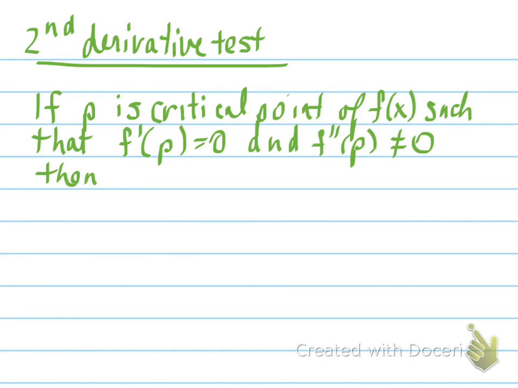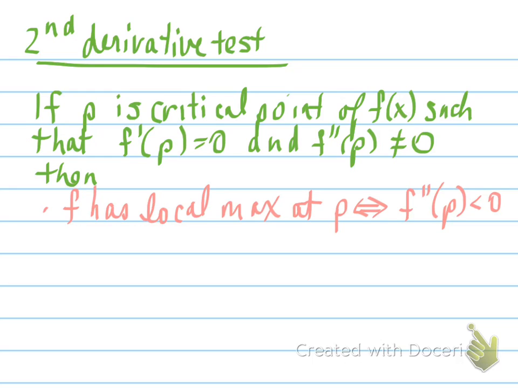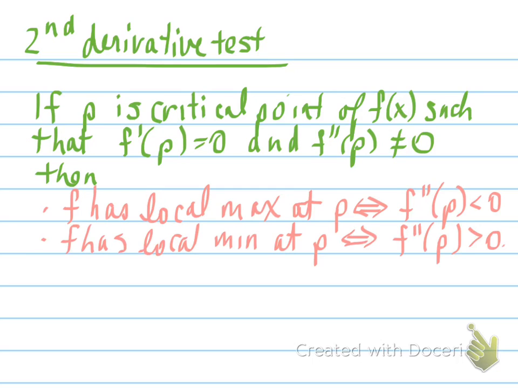Let's suppose that I have a critical point of f of x such that f prime of p equals 0 and f double prime of p does not equal 0. Then I can use the second derivative to determine whether p is a local max or a local min. In particular, f has a local max at p if and only if the second derivative at p is less than 0, so if and only if f is concave down at p. And f has a local min at p if and only if the second derivative of f at p is greater than 0, or if and only if f is concave up at p.